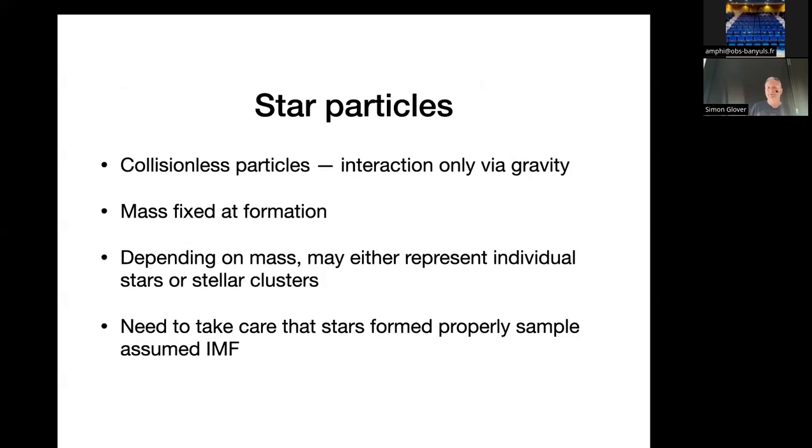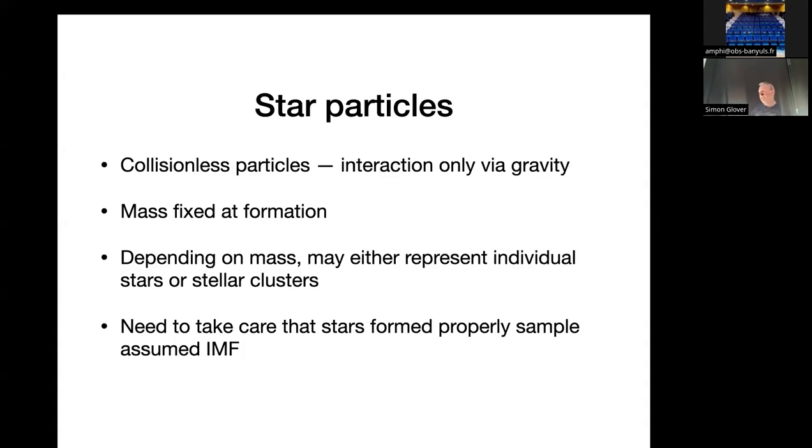So star particles are basically just collisionless particles. They interact purely via gravity. Once we've made them, they just feel the gravitational forces and can be sources for feedback, which I'll talk about in a minute, but they don't feel any hydrodynamic forces anymore. They're no longer part of our hydrodynamical calculation. And commonly, their mass is fixed at the point they form. So we form them, they're done.